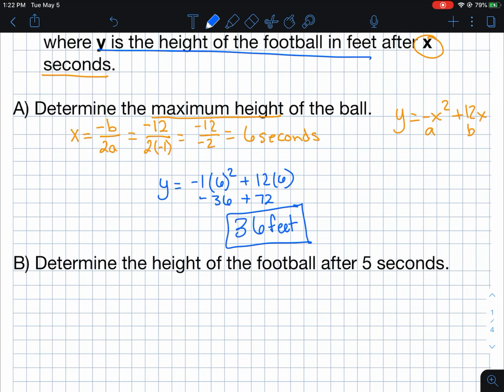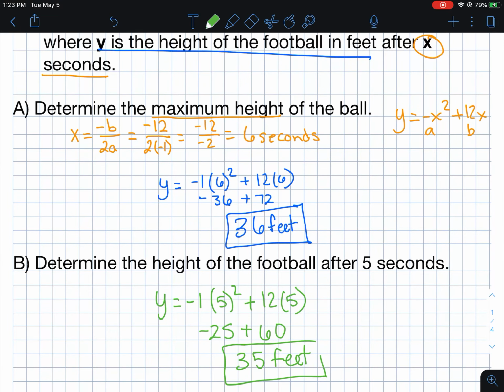Now down here it says, determine the height of the football after 5 seconds. So this is where that number sense idea from NWA comes into play. If I know that after 6 seconds it's at its maximum height of 36 feet, I know that after 5 seconds it has to be less than 36. So when I plug in 5 for my x value, if I do not get a number that is less than 36, I did something wrong. So 5 squared is 25 times negative 1 is negative 25 plus 60. So I end up getting 35 feet, which is less than 36 feet. So I am good to go.